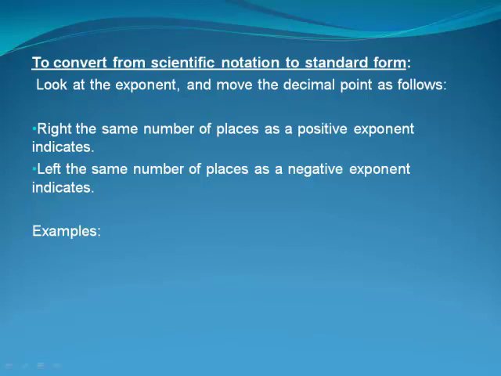Now, what if you're going in the opposite direction? What if you're converting from scientific notation to standard form? What you're going to do is look at the exponent and move the decimal point as follows. You're going to move right the same number of places as a positive exponent indicates, and left the same number of places as a negative number indicates to get it back to a number in standard form. So this is even easier than converting into scientific notation.